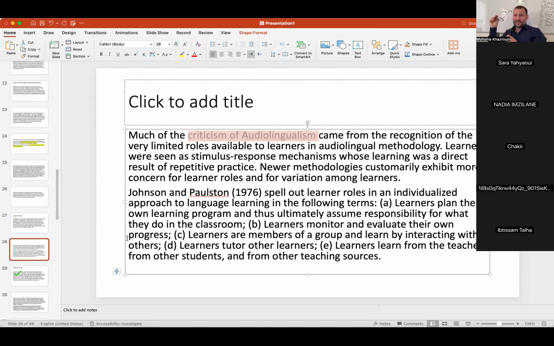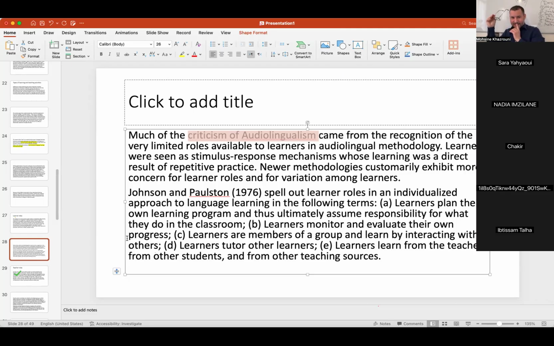Stimulus and response, mechanically. And it also comes from the teacher. The teacher initiates and controls everything. They are active, and learners are more passive.